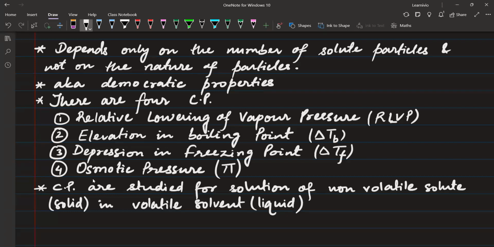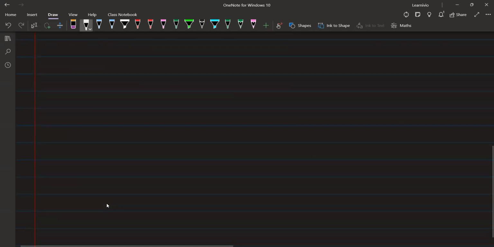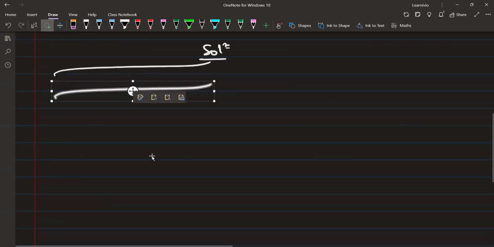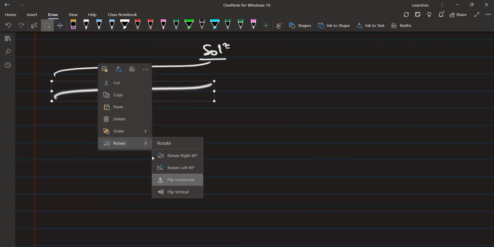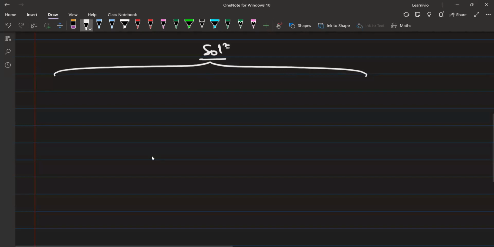ठीक है. So I'm just going to explain you a bit. You don't need to write anything right now. Please don't write anything. The type of solutions that we are studying are three types, or you can put them in three different categories. We are studying binary solutions, okay? And in binary solutions, we are specifically dealing with solutions in which the solvent is always liquid. So for that, we have three different types.